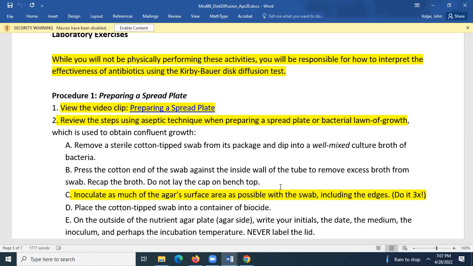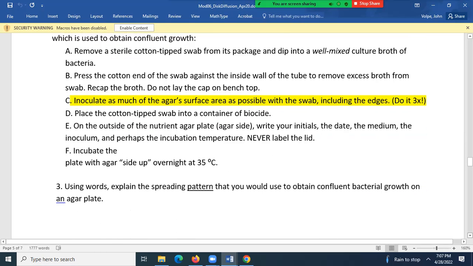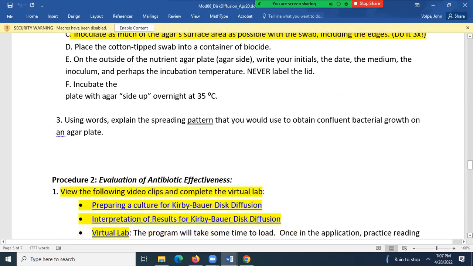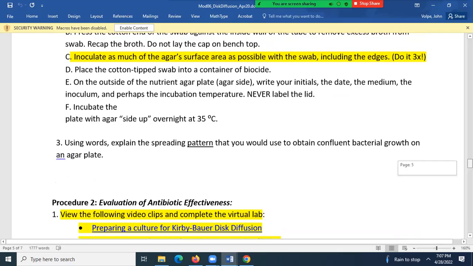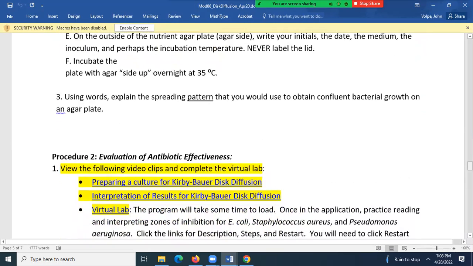Then you put the cotton tip swab in the biocide and then allow the plate to sit undisturbed to absorb that liquid into the agar. Then you apply the antibiotic disc on the plate. And then you incubate the plate upside down in the incubator overnight for 16 to 18 hours at 35 degrees Celsius. You then look at the zone of inhibition and then measure the diameter of the zone of inhibition.